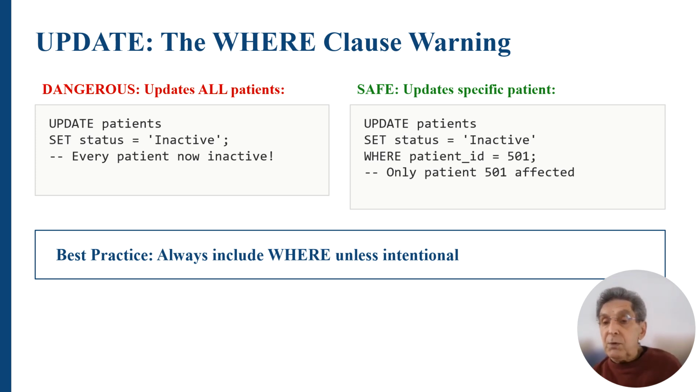Now on the right side, however, we have the safe version. It's almost identical, except it has its WHERE clause. Like WHERE patient ID equals 501 means it's just going to get that one row. Everyone else remains unchanged. So the difference between a catastrophic data corruption event and a routine database update is literally one line of code. So make this your mantra.